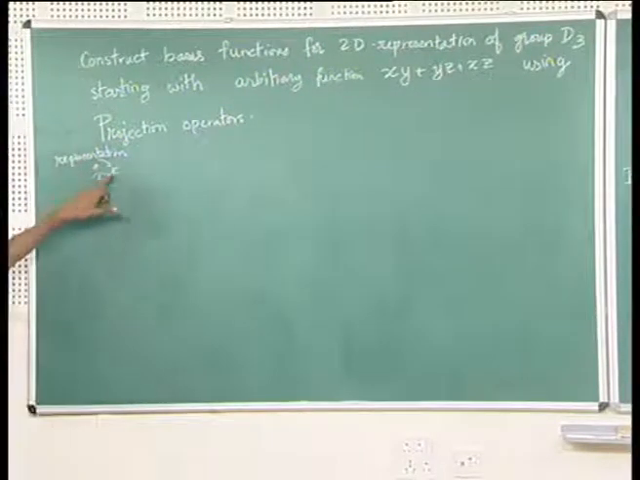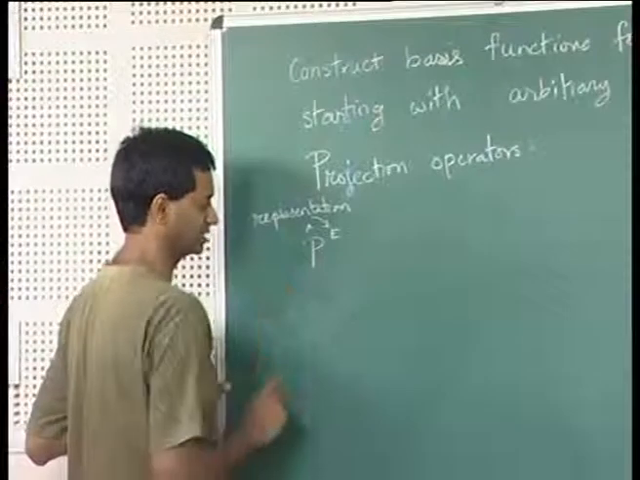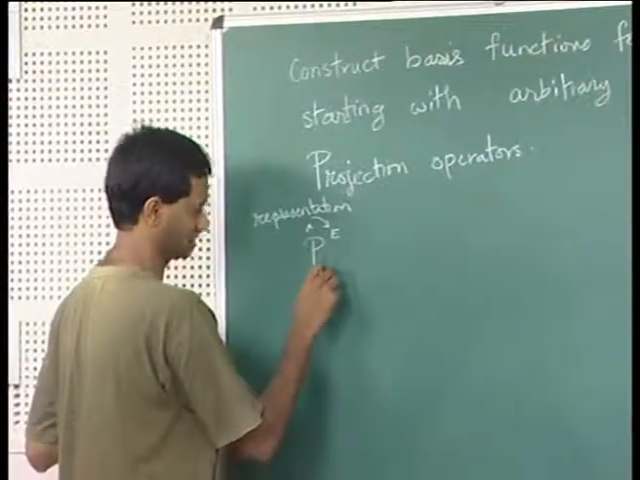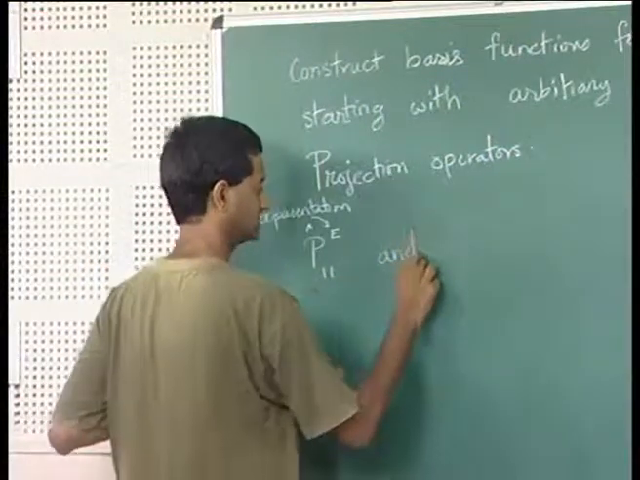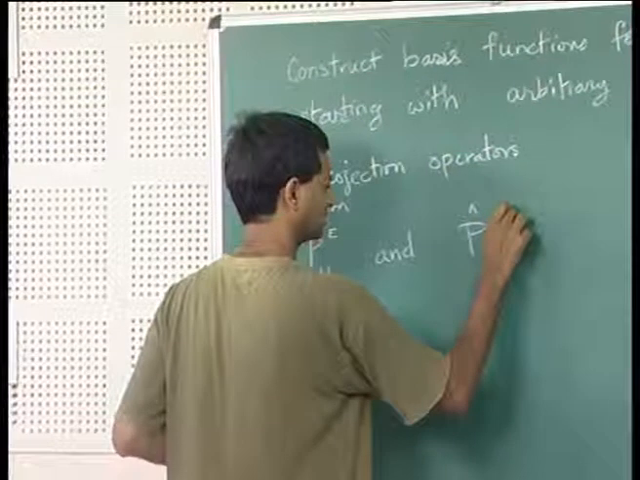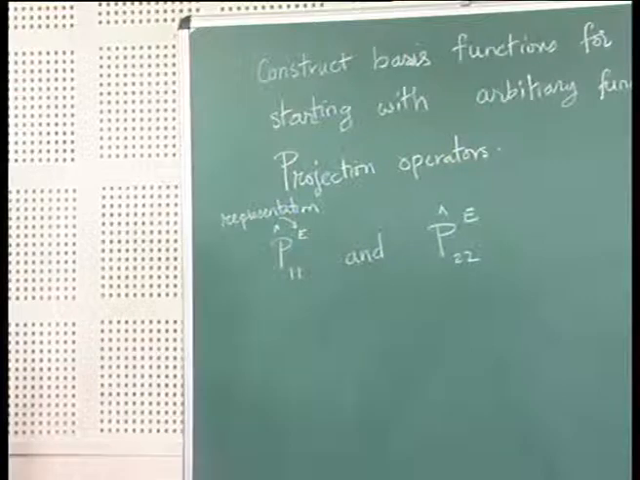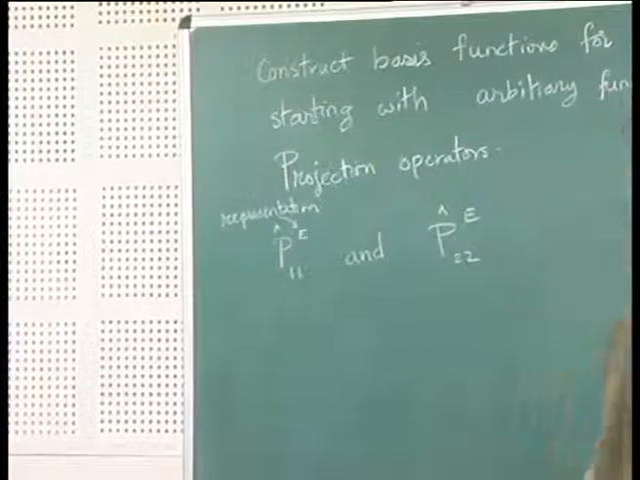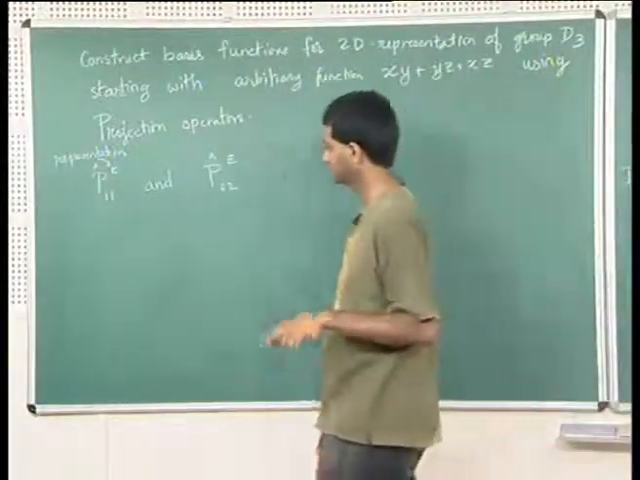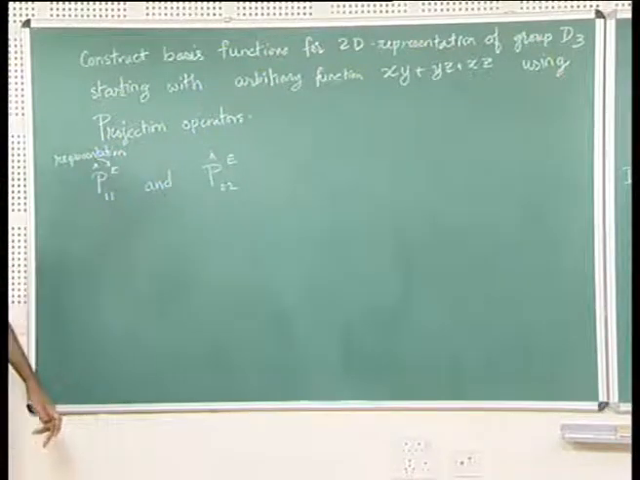We want to construct an operator that is characteristic to the representation, and we always have two indices here. So let us work out the diagonal elements, the 1 1 and the 2 2 projection operators. And what we will show is that these two are sufficient to get two basis functions. So we are looking at the 1 1 projection operator and the 2 2 projection operator.